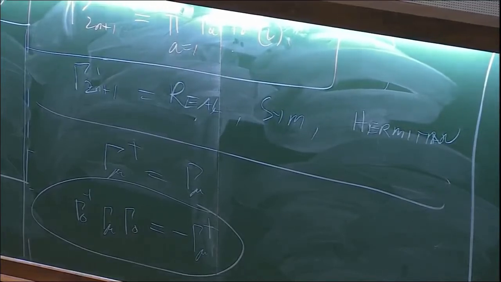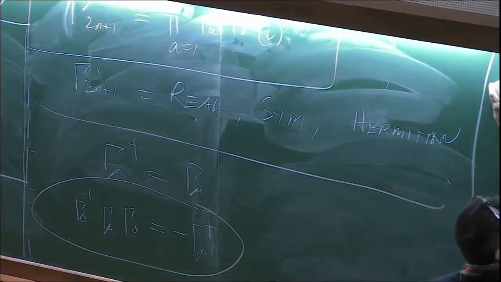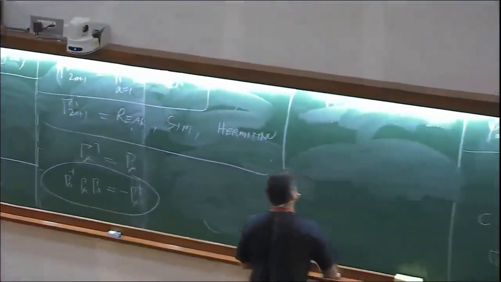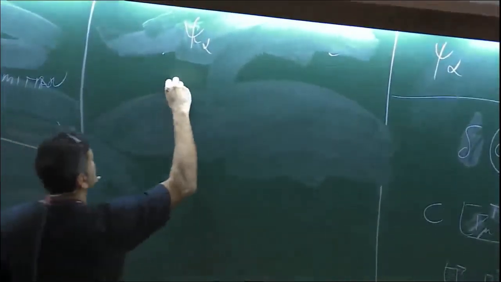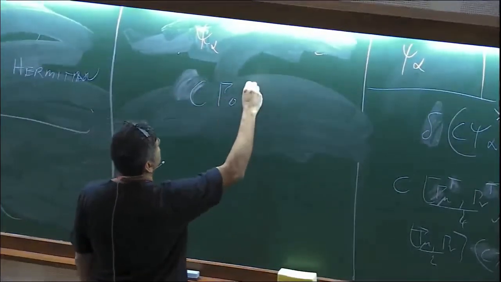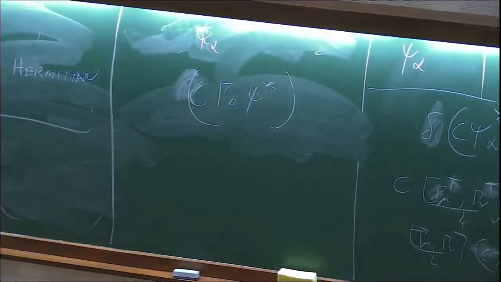Because you remember we used for that that the gammas obeyed gamma mu is gamma mu dagger. However, there's a simple replacement for that statement. The simple replacement is that if psi alpha is a spinor, then C gamma 0 psi star transforms like a spinor. Is the statement clear?